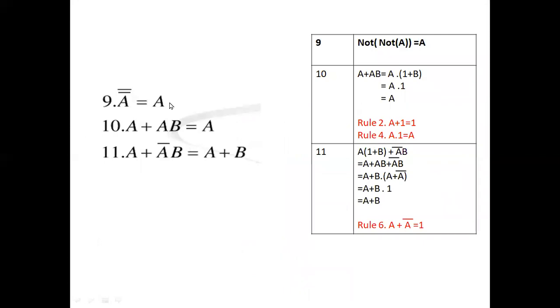And A double bar is equal to A. So if you perform complement twice, you will get the same answer back.